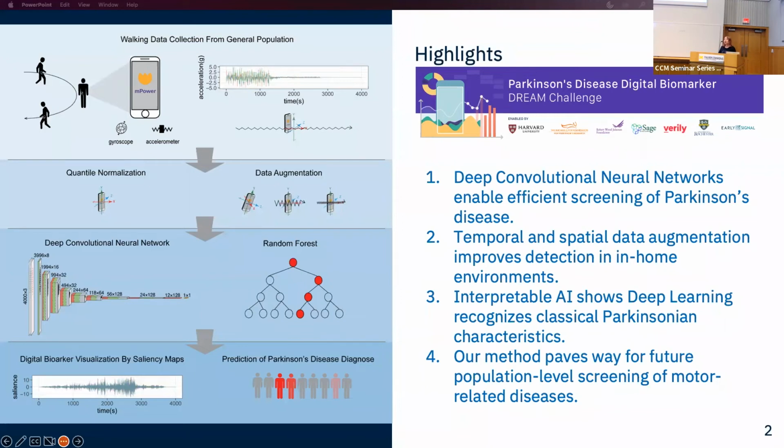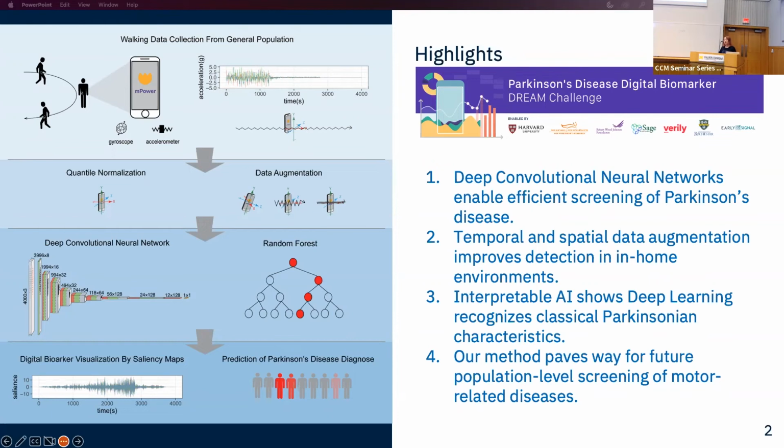And second of all, we use the interpretation of this machine learning model to try to explain how our machine model allocates the pathological information from the movement signals. And our method would pave a way for large-scale Parkinson screening in the future, because Parkinson is kind of like an early onset disease.